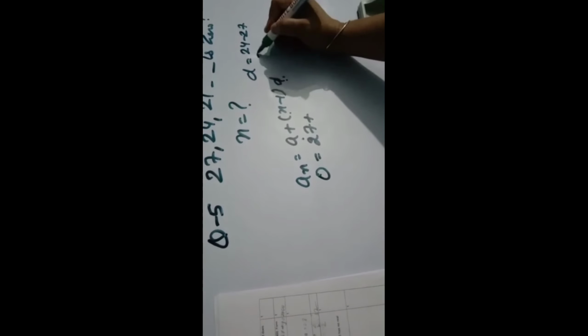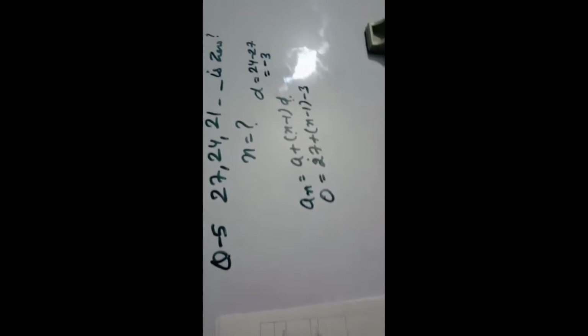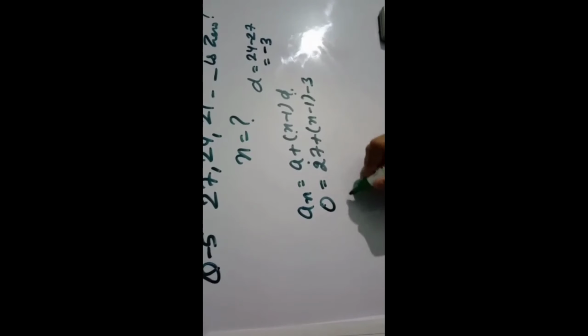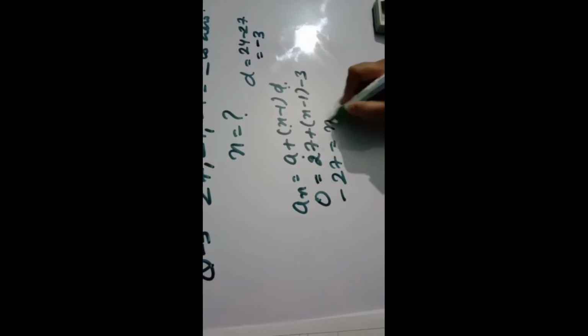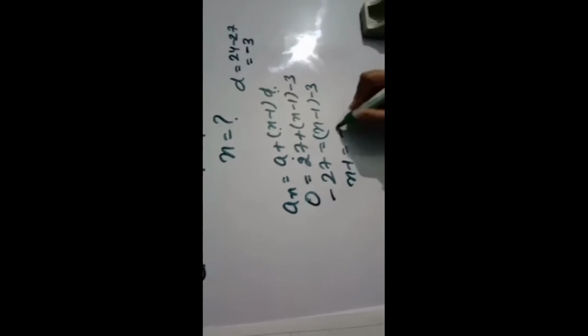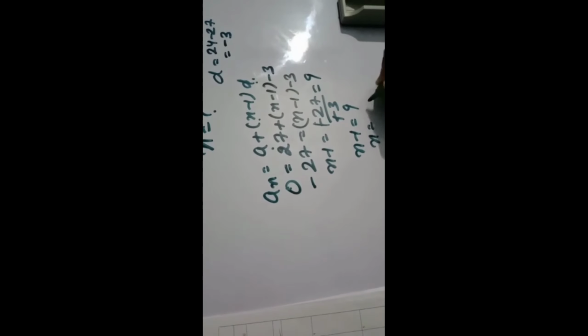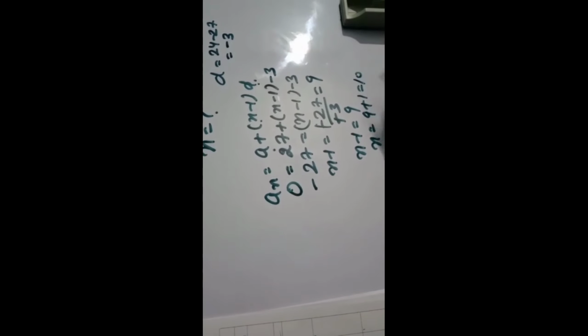Now 1 is plus, 1 is minus, so you will subtract and the sign of minus will come, and in place of d you will write minus 3. Now 27 on this side will come minus 27 is equal to n minus 1 into minus 3. So n minus 1 will come minus 27 over minus 3, minus minus cancel, so 9. N minus 1 is equal to 9, so n is equal to 9 plus 1, that is 10. So the 10th term is the answer.